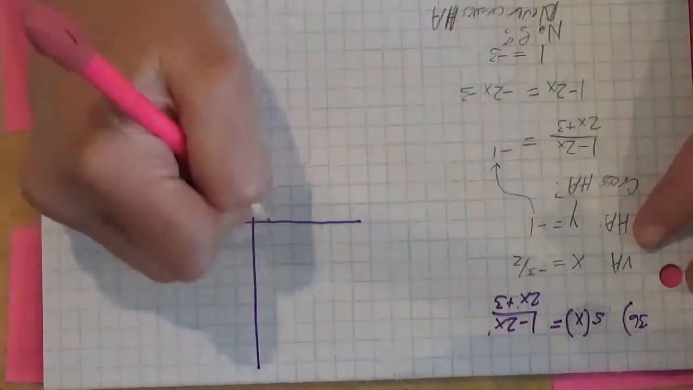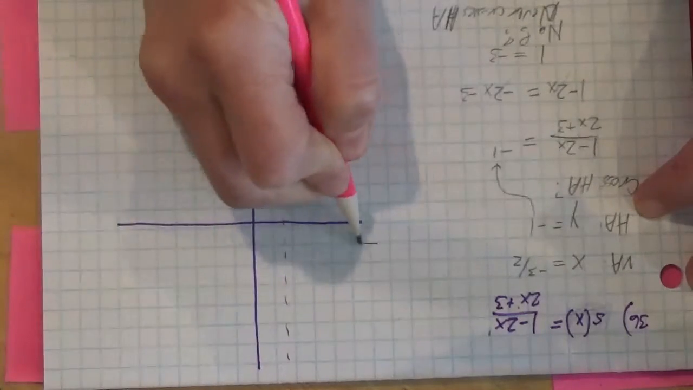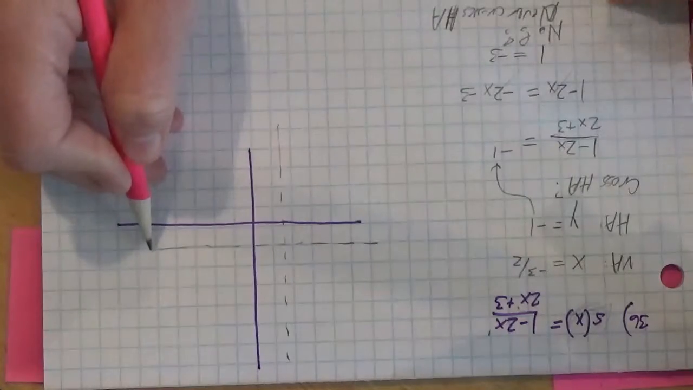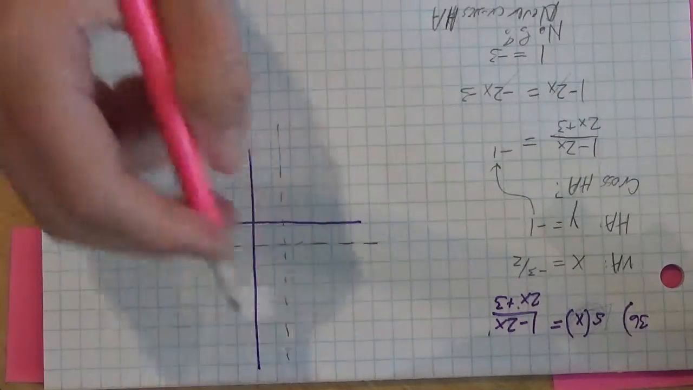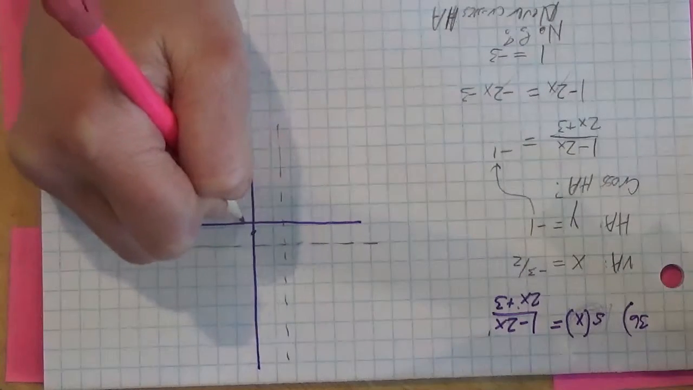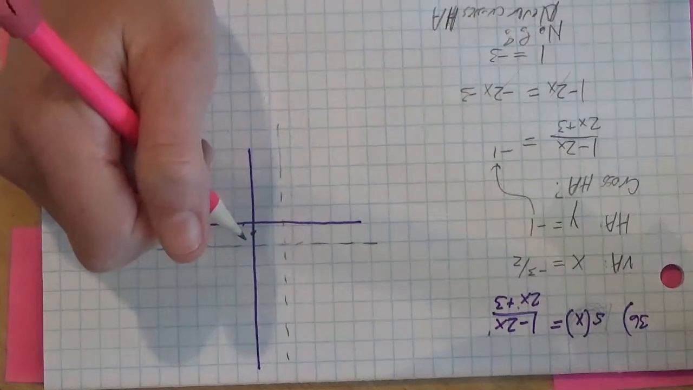So I've got a vertical asymptote at -3/2. I've got a horizontal of y equals 1. It's never going to cross that. My y-intercept is 1/3, and my x-intercept is 1/2. Did I mess up again? Darn it.